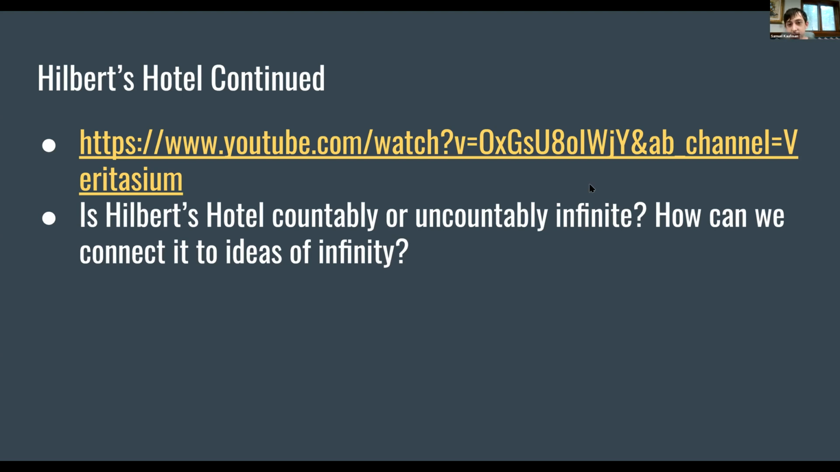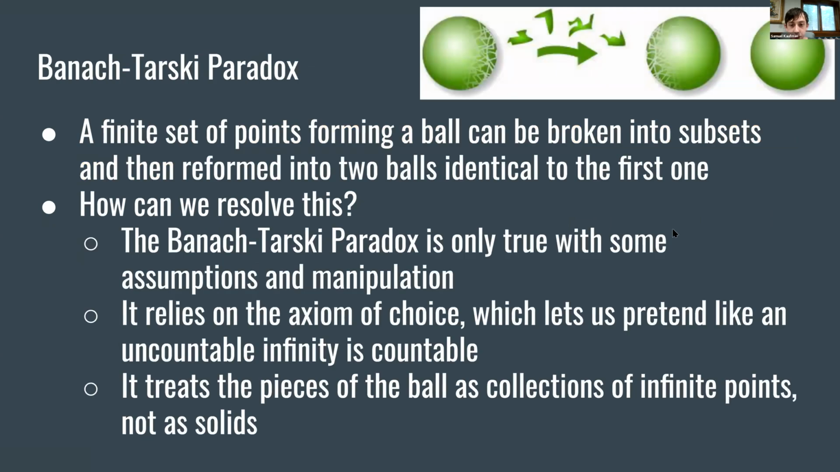So this is the next paradox that we're going to talk about. This is called the Banach-Tarski Paradox. In the Banach-Tarski Paradox, you start with a set of points that forms a ball. And then we take that ball and break it into subsets of points and then move those subsets of points back together and form two new balls that are identical to the first one with the same set of points.